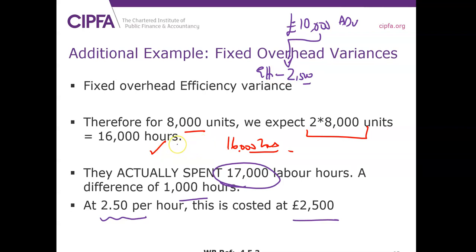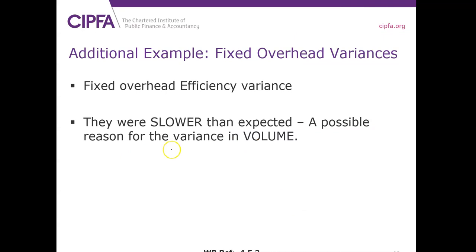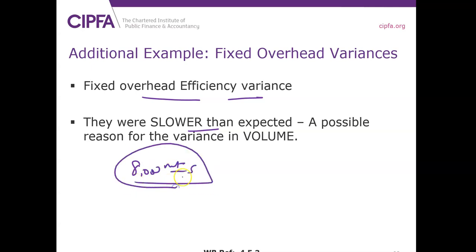So there is the issue of whether the workers were slower and whether we had enough people to actually do this job. Remember that our starting point is based on the assumption that we were going to have 20,000 hours. So for the fixed overhead efficiency variance, first of all, they were slower than expected. If they were slower than expected, this is a reason why you haven't had the expected 10,000 units come out. You've only had 8,000 units. So this is one reason for the variance in this volume.